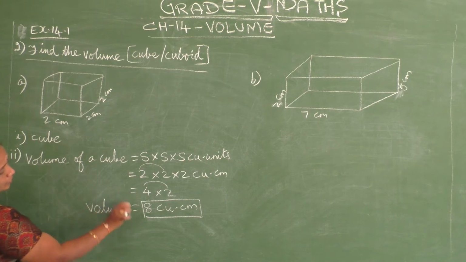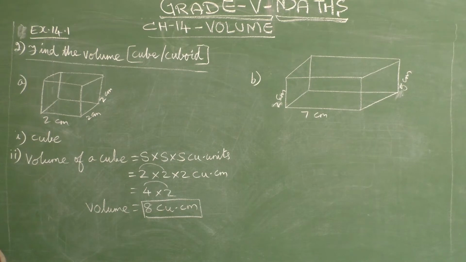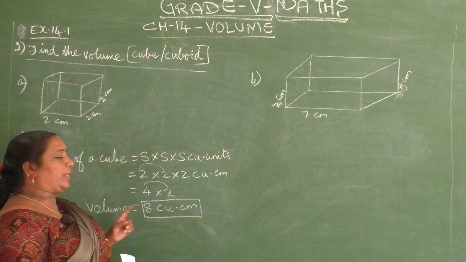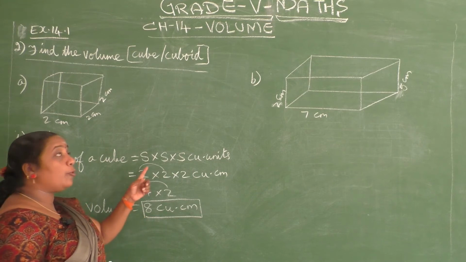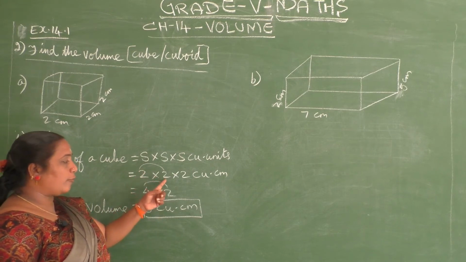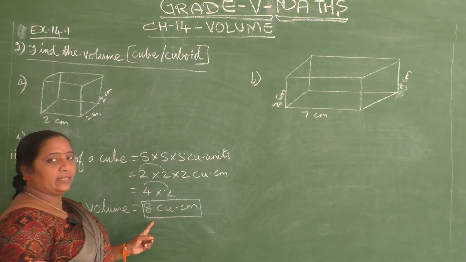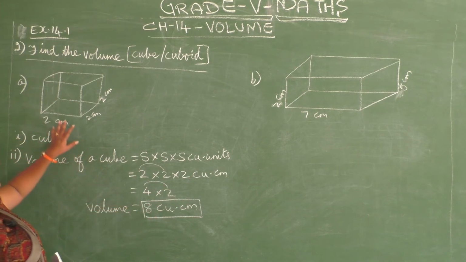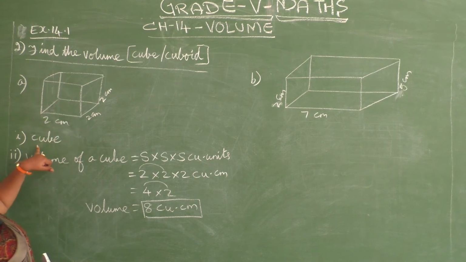Likewise, you have to do. Some students, what they will do, they will add it: 2 plus 2, 4, 4 plus 2, 6, 6 cubic centimeter. That is wrong. You have to multiply. 2 2s are 4, 4 2s are 8. So, volume of this cube is 8 cubic centimeter and the name of the solid shape is cube.